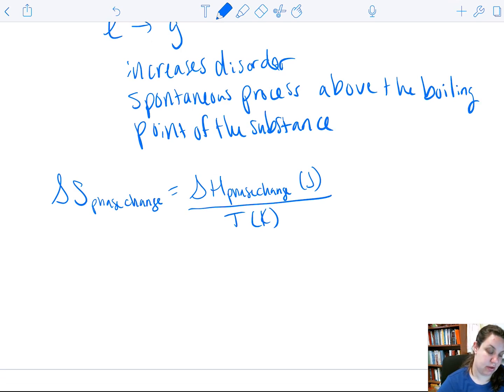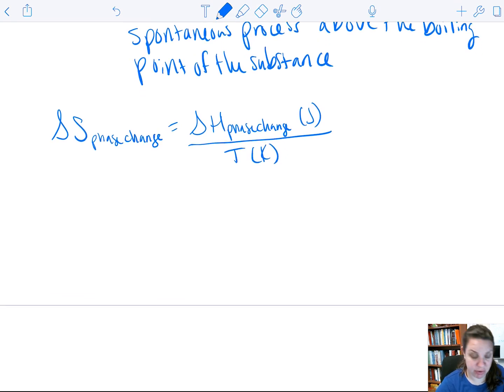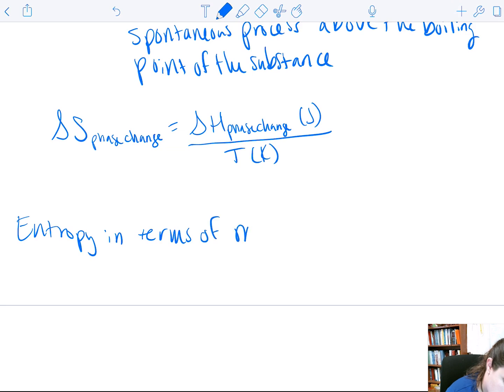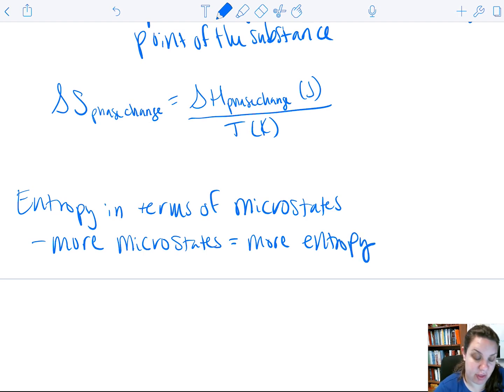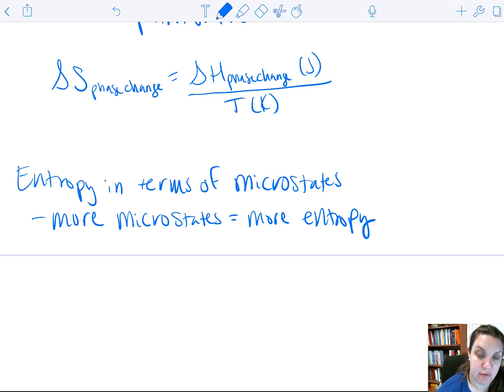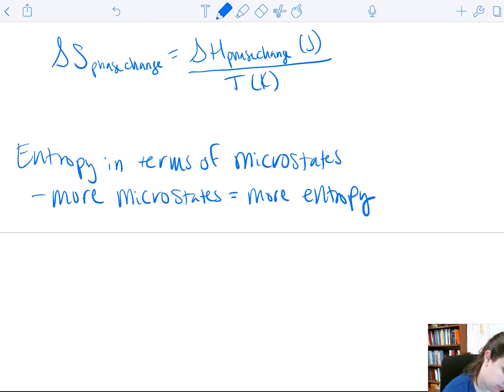We're going to also look at entropy in terms of microstates. So the more possible microstates, the more entropy. Which is why a gas will have greater entropy than a liquid, for instance. But let's think about what a microstate is. A microstate itself is kind of viewed as the possible arrangements of all molecules in a system at a single instance.